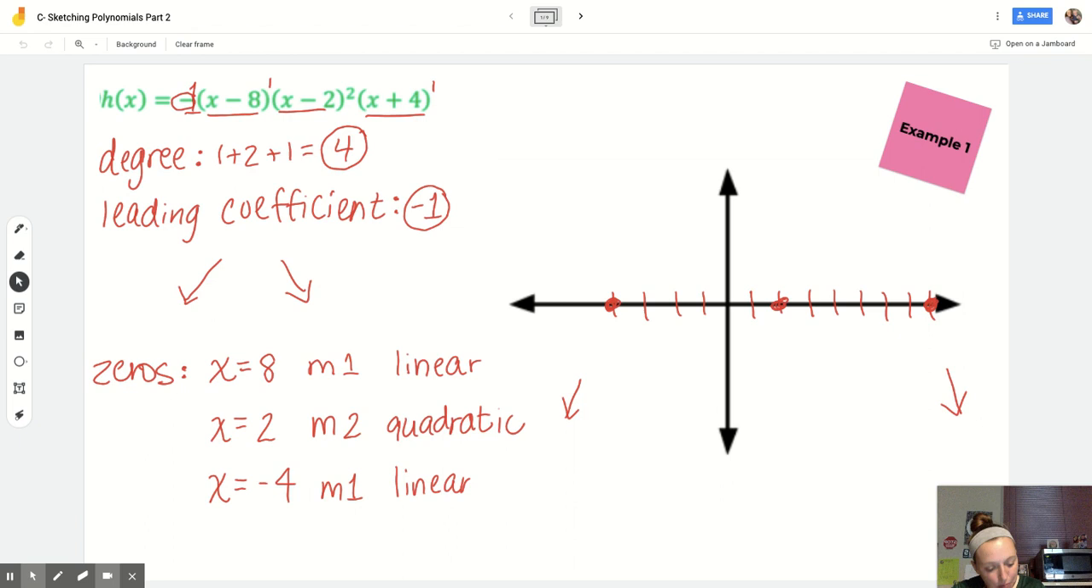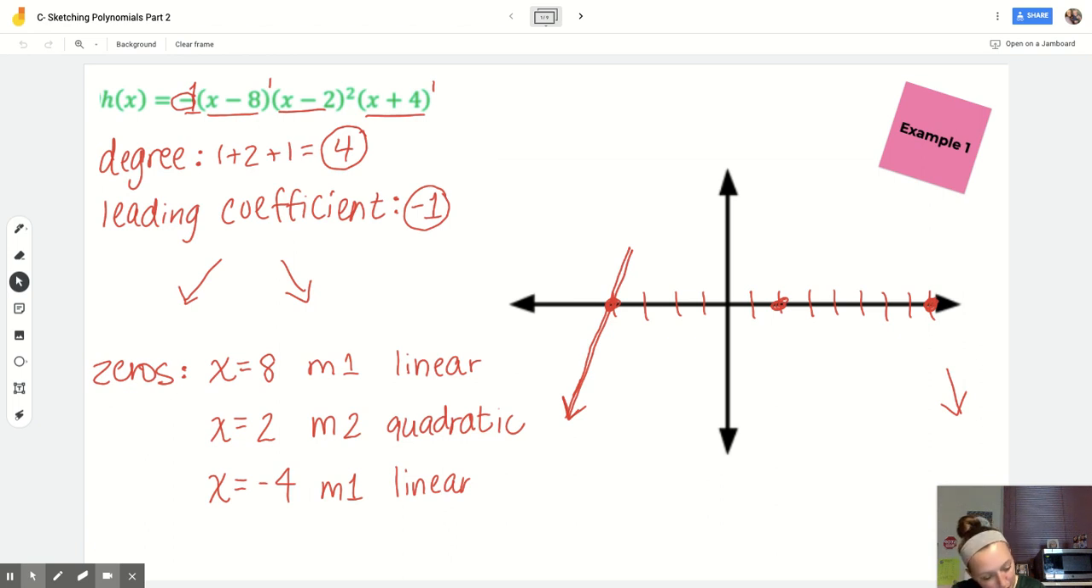The -4 comes first, and that one's linear. So when I go up from here and go to -4, I'm going to go straight through to give that linear shape at that 0. If I just zoom in on that 0, that looks like a line. Okay?